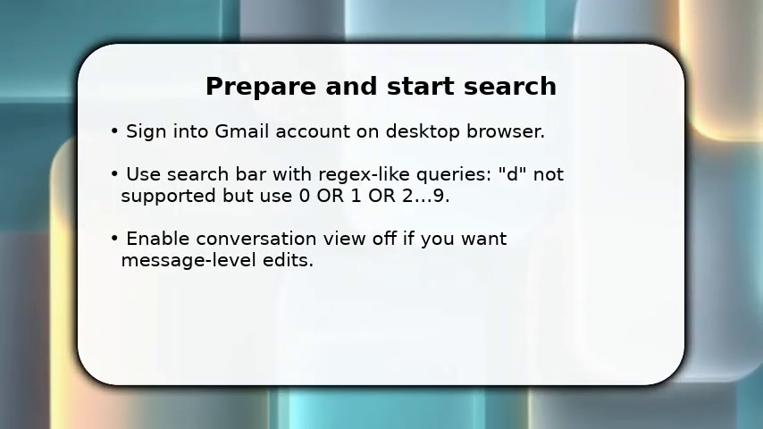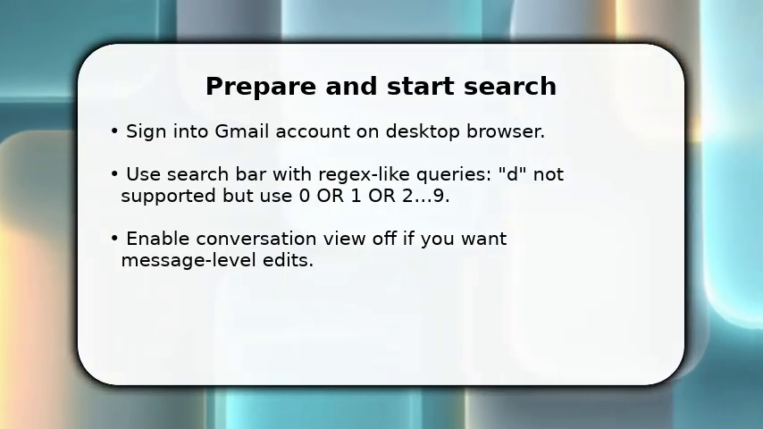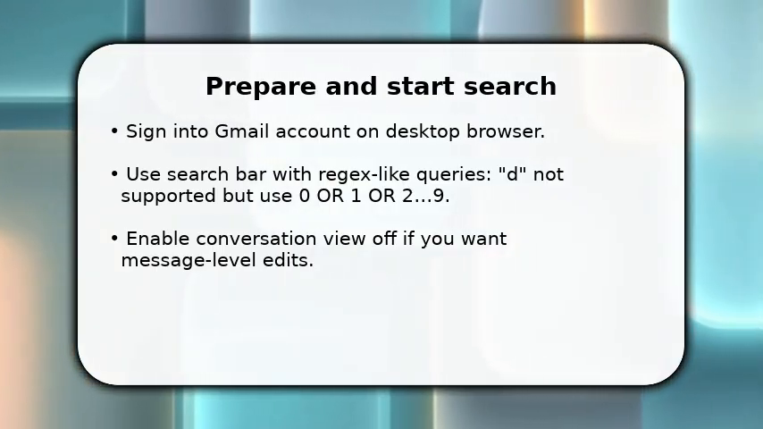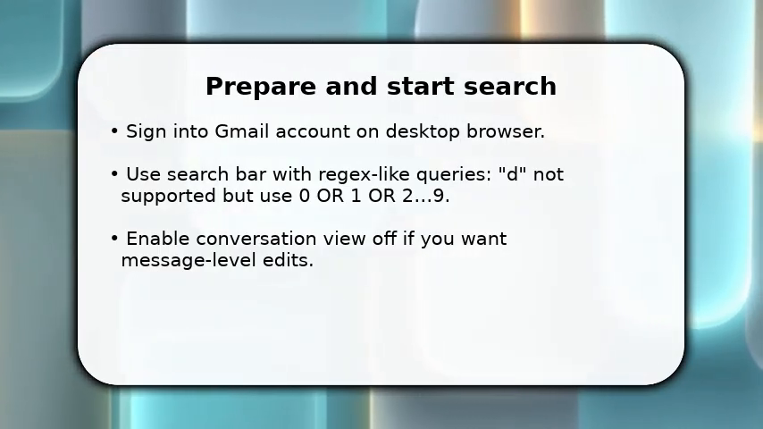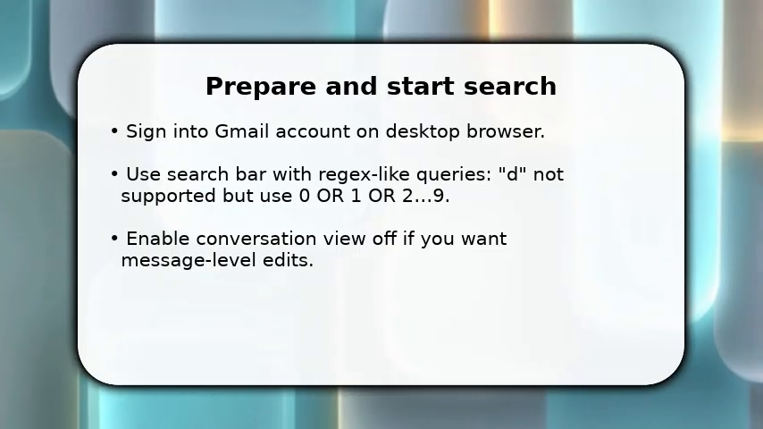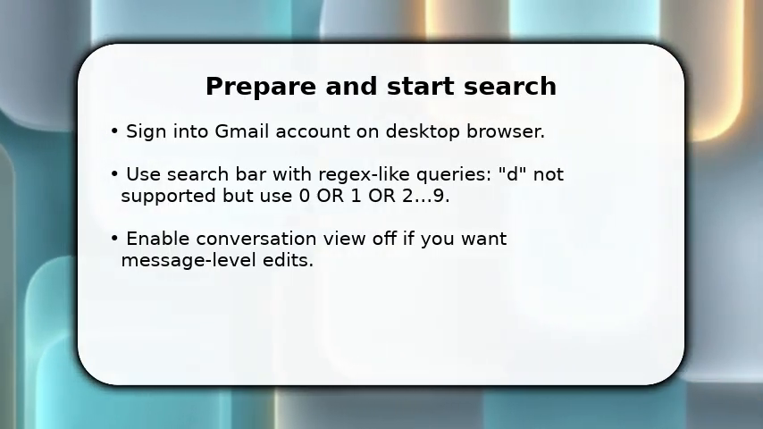You start by opening Gmail in a desktop browser and signing in. Once signed in, begin an immediate targeted search. The search field doesn't accept true rejects, so type 0 or 1 or 2 or 3 or 4 or 5 or 6 or 7 or 8 or 9 to surface messages containing digits.